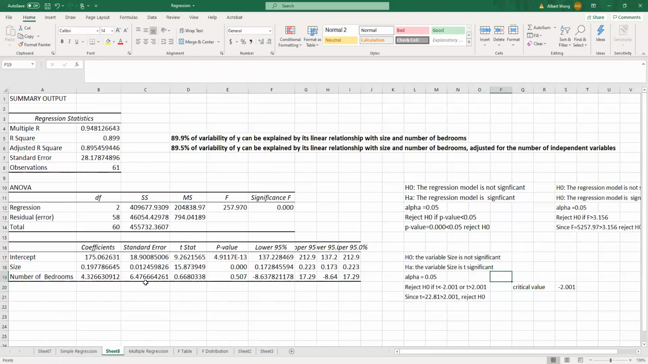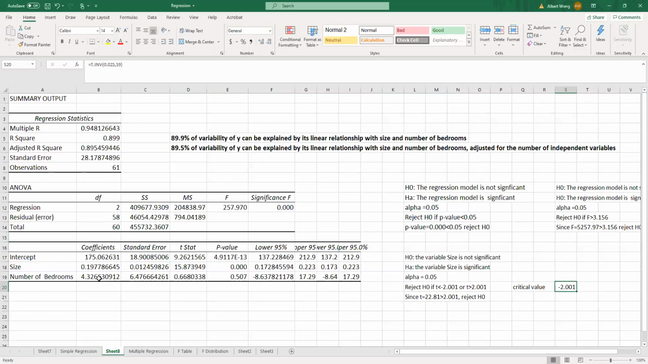Let's do size first, and then we can do the number of bedrooms, right? So the null hypothesis is that the variable size is not significant. The alternate hypothesis is that the variable size is significant, right? Alpha is 0.05. What's the critical value? Well, the critical value is a t statistic with how many degrees of freedom? The degree of freedom is always n minus p minus 1. In this case, p is equal to 2. So n is 61, and 61 minus 2 minus 1 is equal to 58, right? Or you can just pick up the 58 here. So the critical value is equal to T.INV of 0.025.